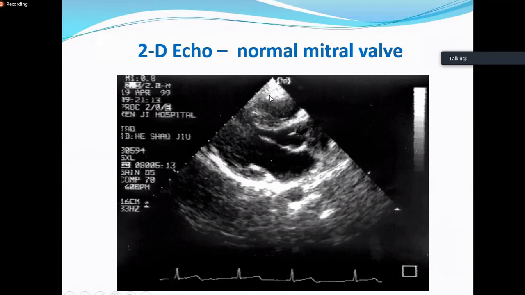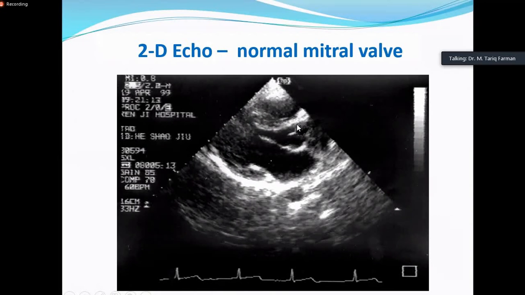The first structure that we can see is the right ventricle. This is the right ventricle, and then this is the septum. Then this is the left ventricle. Right ventricle, septum, left ventricle, and this is the mitral valve. This is the posterior mitral leaflet, and this is the anterior mitral leaflet. This is the left atrium, and in between, what is the structure? This is the aorta, and this is the aortic valve.